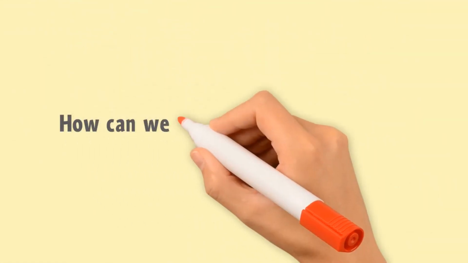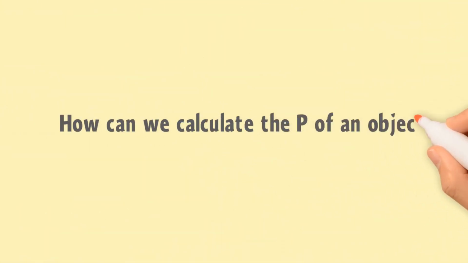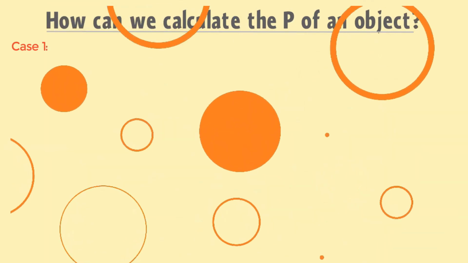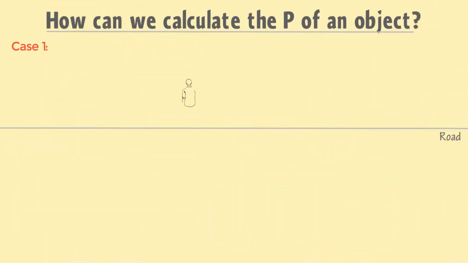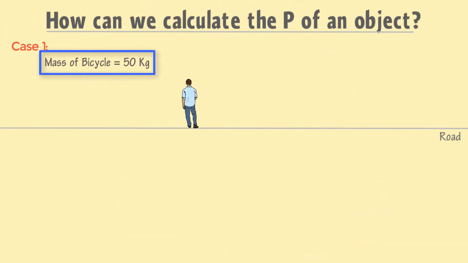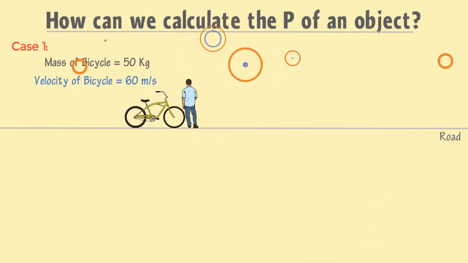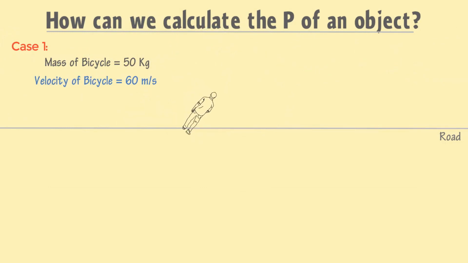Now, how can we calculate the momentum of an object? Let me give you two cases. In case 1, a person is standing on a road, and suddenly a bicycle of mass 50 kg moving with a velocity of 60 meters per second hits the person. As a common observation, the person would only be injured.